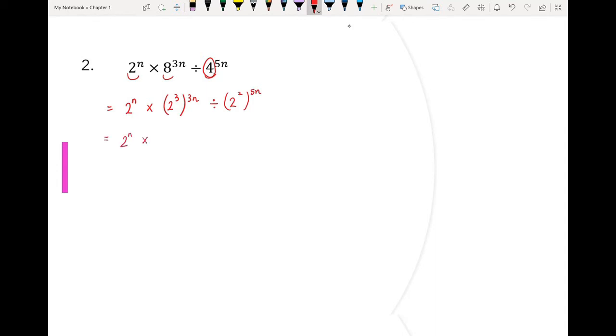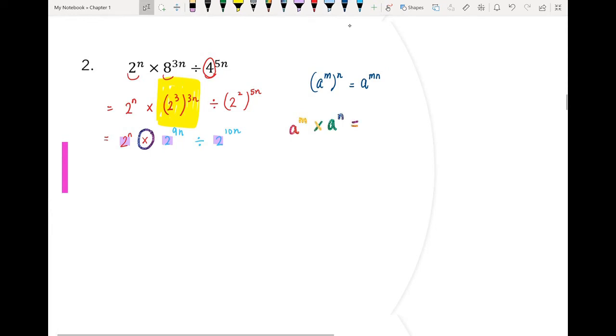Now this is 2 power n multiplied with this over here. I have the index rule, that is a power m bracket with power n. This will give me a power mn. So this one here will give me 2 power 9n divided by 2 power 10n. So now if I check, all my bases are now the same. Since my bases are the same, if it is multiplication, I can apply this formula, a power m multiply with a power n equals a power m plus n. So now this is equal to 2 power n plus 9n divided by 2 power 10n. 2 power n plus 9n will give me 2 power 10n divided by 2 power 10n.